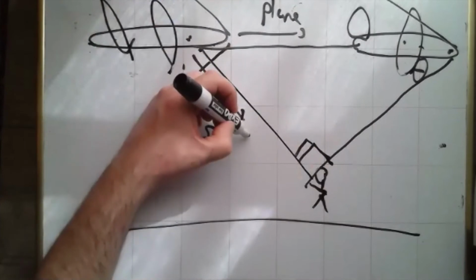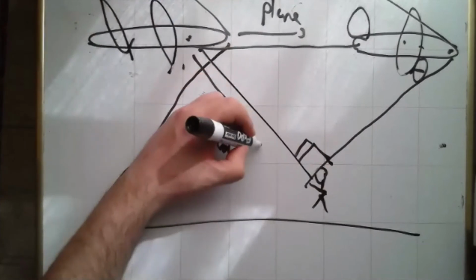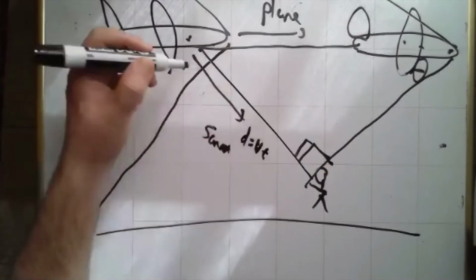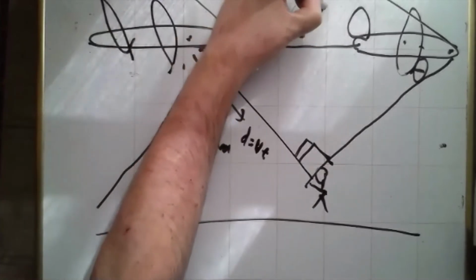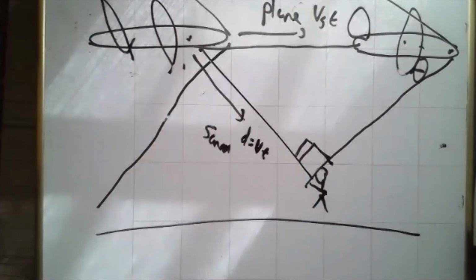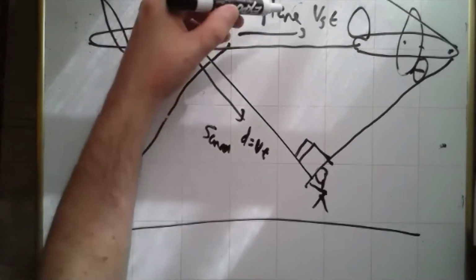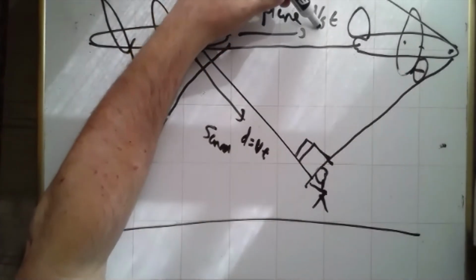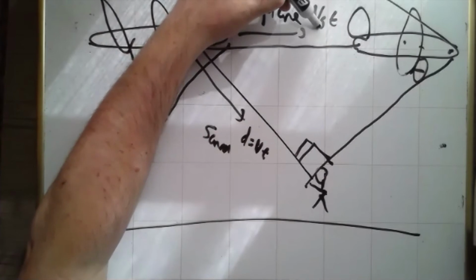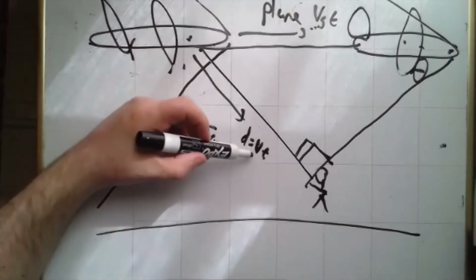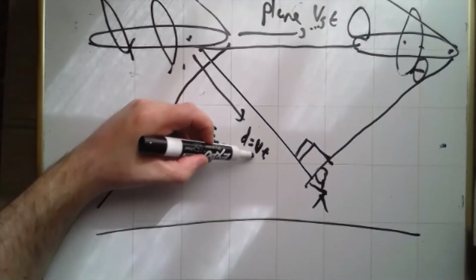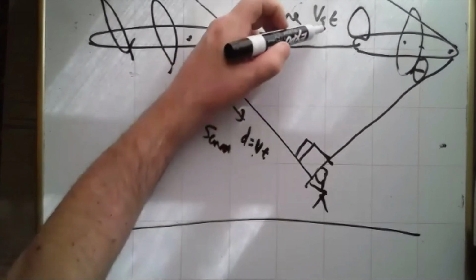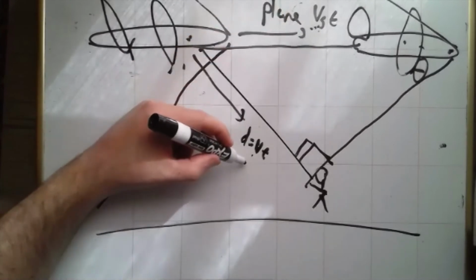So this distance here is the speed of sound times time. This is the speed of the plane times time. So this is going to confuse you also. I wish we could all get together as physicists and agree to change these symbols. Vs does not mean speed of sound. It means speed of the source. V is the speed of sound. Speed of the source, speed of the sound.